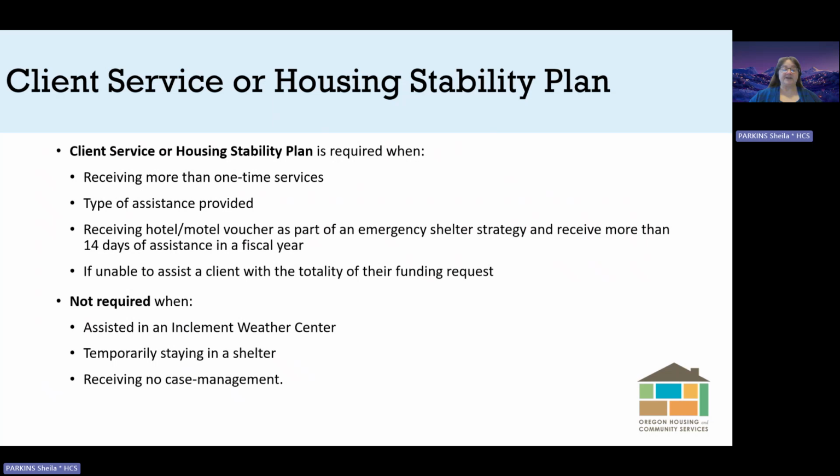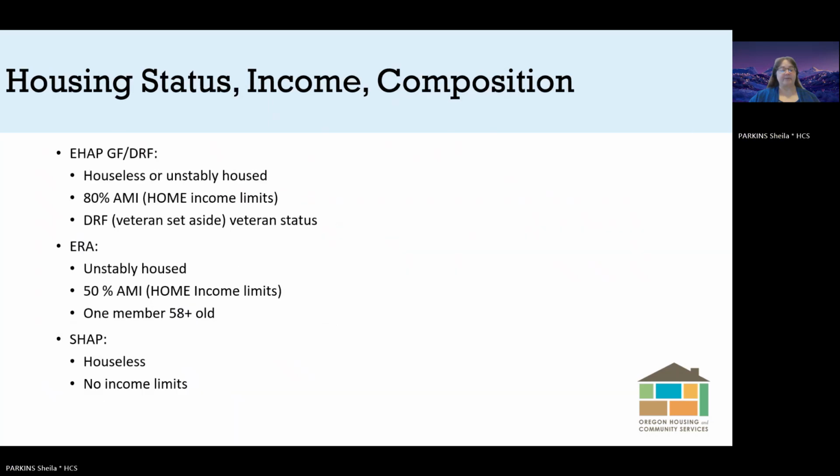In the case of not meeting the total need, a case plan should minimally document referrals to other resources that may be available for the client, either through resources that the subgrantee or subrecipient manages or other community resources such as Social Security benefits, TANF, SNAP benefits, food boxes, mental health, addiction services, etc. Clients do not need to have a housing stability plan when assisted in an inclement weather center or are temporarily staying in a shelter and receiving no case management.